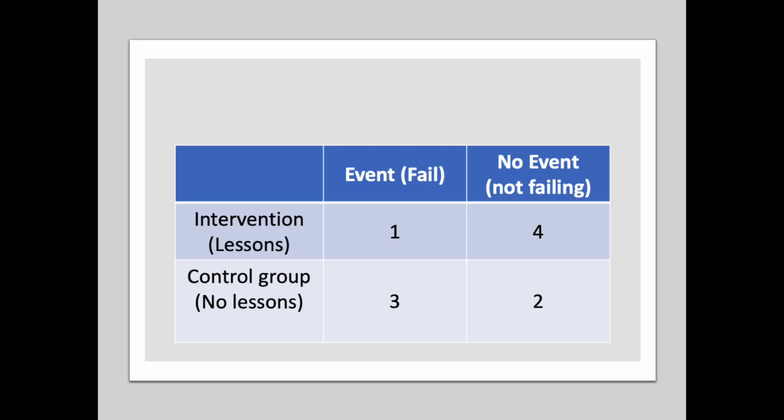Let's say we have 10 people and they all take their driving test. 5 of those people have had lessons, so they're in the intervention group, and 5 haven't had lessons, they're in the control group. Of those that have had the intervention, 1 has failed and 4 haven't failed, or have passed. In the control group, those who haven't had lessons, 3 of them have failed and had the event, and 2 of them haven't had the event, they haven't failed, they've passed.